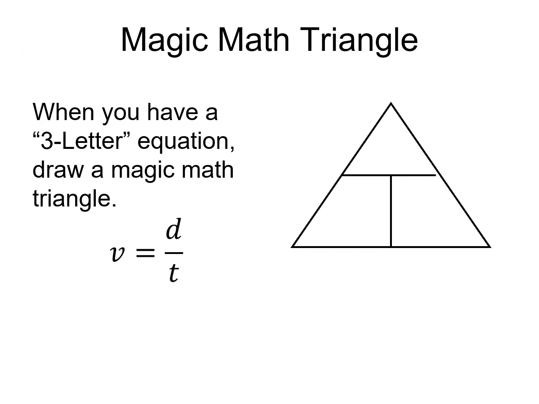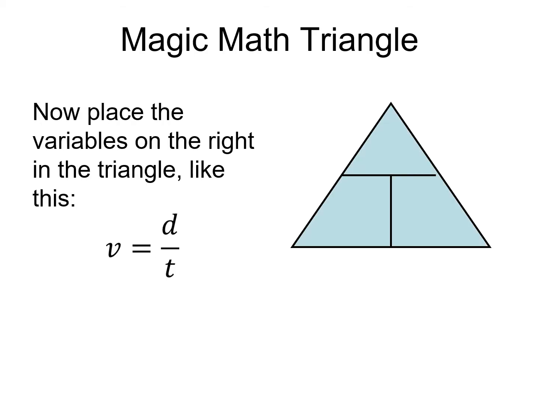Now I'd like to show you a little trick that you may not be familiar with. I call it the magic math triangle. If you have a 3-variable equation or a 3-letter equation as shown here, what you can do is draw this triangle and put the letters inside the triangle, and then you can manipulate the variables very easily when asked to find any unknown.